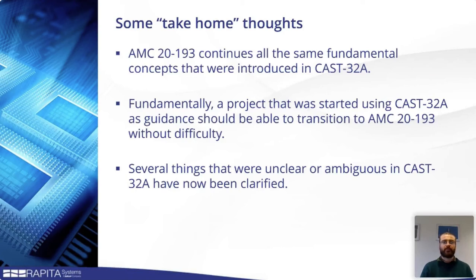And finally, there are quite a few things that were either unclear or ambiguous in CAST-32A, which have now been clarified. And so again, this is good. Clarity is always good when we're trying to make robust certification arguments and build assurance cases. And so both from our perspective as a provider of solutions to help the certification process, and from the perspective of certification applicants themselves, we do have a lot more clarity now on exactly what is expected.